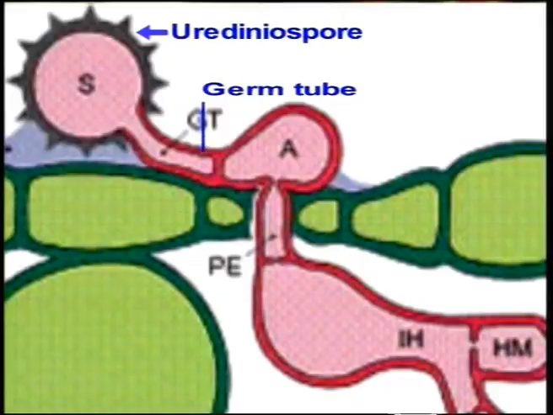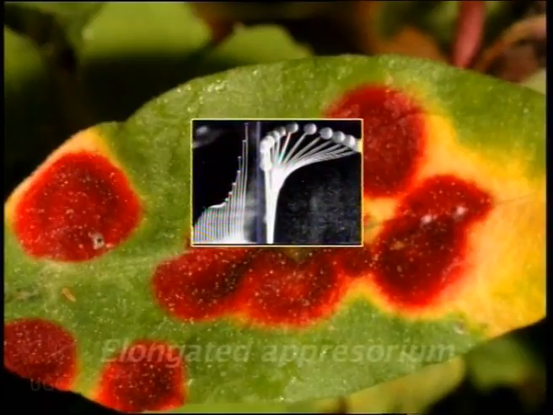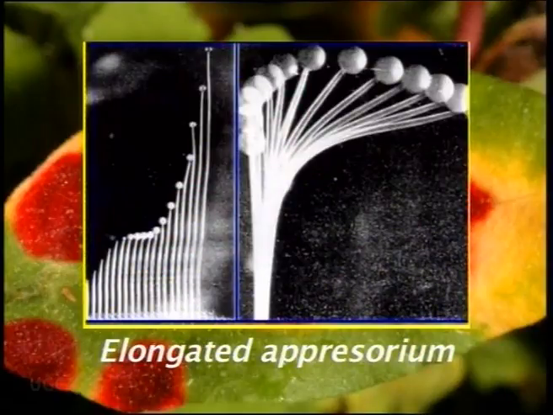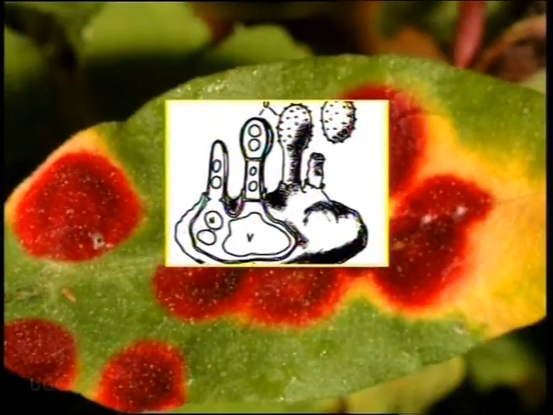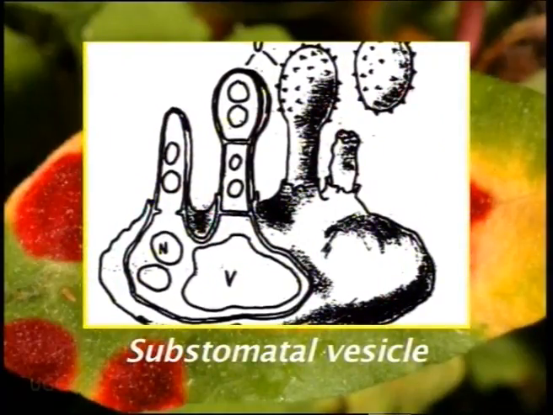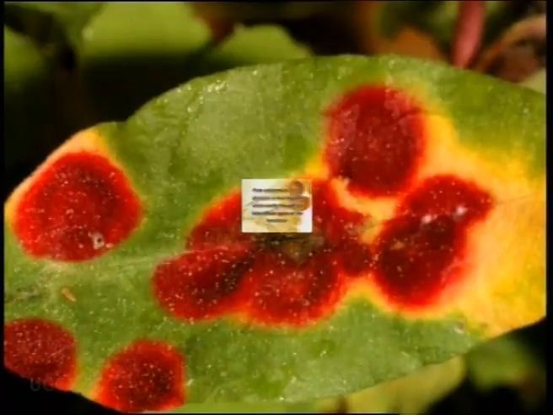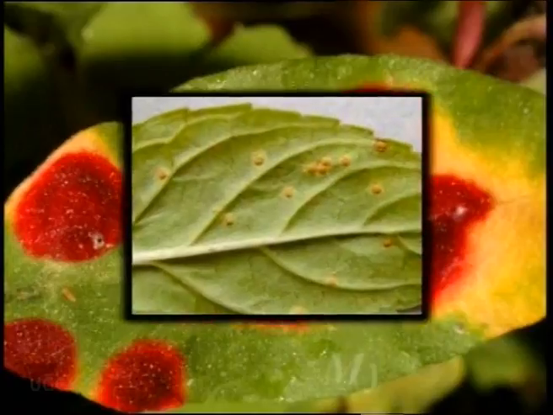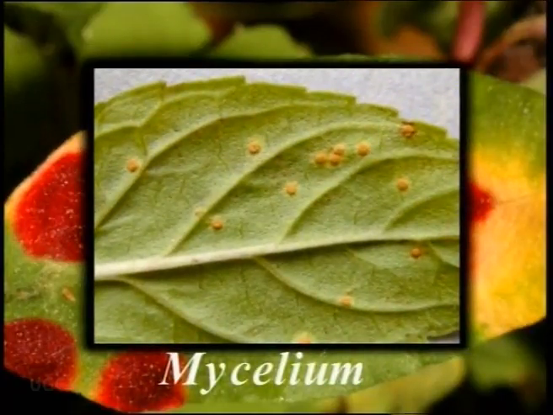The germ tube does not enter the host tissue directly. The germ tube grows over the surface of the epidermis, and on reaching a stoma, the tip swells up to form an elongated appressorium from which the empty germ tube is cut off by a cross wall. The appressorium gives rise to a fine branch that passes through the stoma and swells up to form a substomatal vesicle. From this vesicle arise one or more hyphae which ramify through the intercellular spaces of the host tissue, producing a much branched mycelium made of binucleate cells.